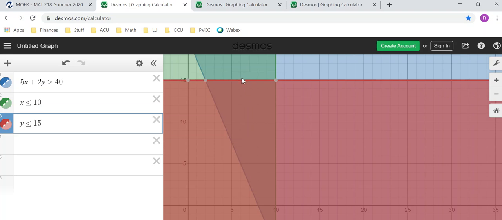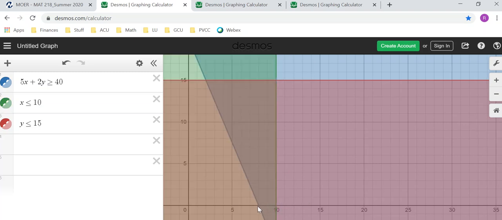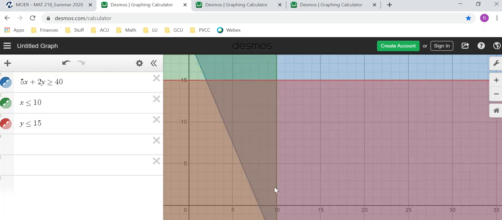So if you click on this line, y is less than or equal to 15, you can just scroll over, and we have (2, 15) as one corner point. Another corner point is (10, 15). Click on this, (10, 0), and of course (10, 15) again. And click on this line, (8, 0) is another corner point. So we have our 4 corner points: (2, 15), (8, 0), (10, 0), and (10, 15).